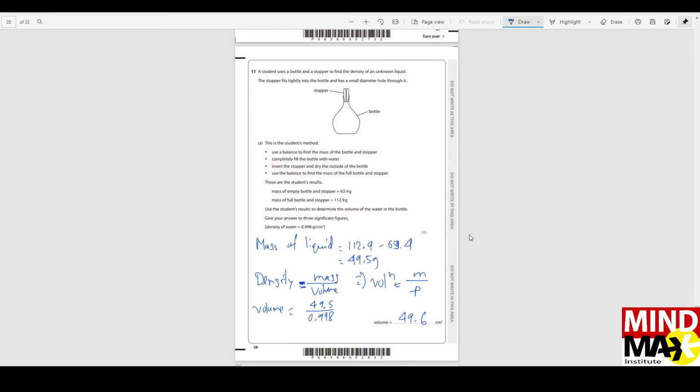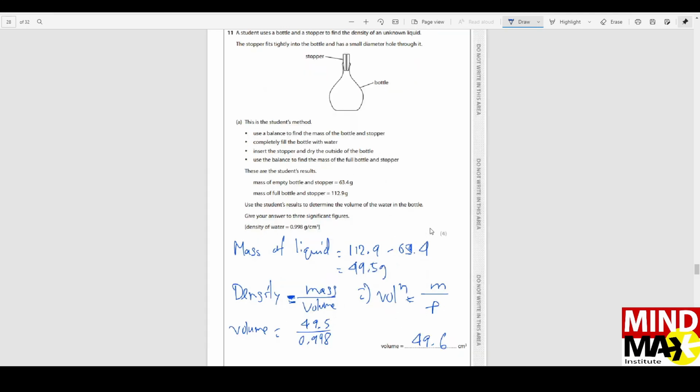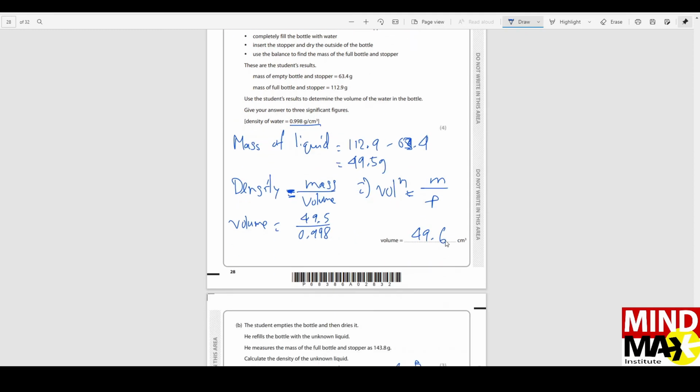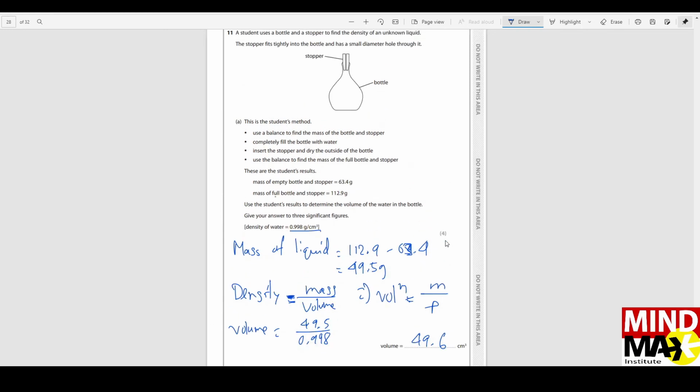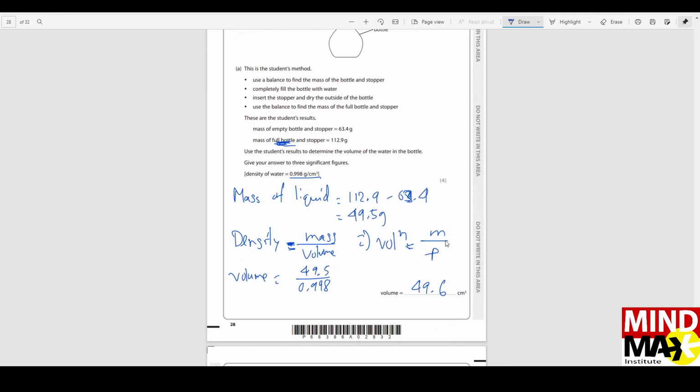The mass of the empty bottle and the stopper is 63.4, but with the water inside, the mass becomes 112.9. So the mass of the water only is 112.9 minus 63.4, which comes to 49.5. That's the mass of the water only. And we know the mass of the water, we also know the density of the water, so we divide them, and we get the volume of water to be 49.6 centimeter cubes. That much liquid is necessary to fill the bottle. The bottle will only be full if you have this much fluid inside of it.